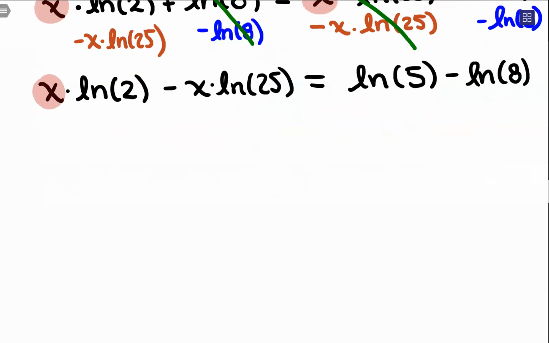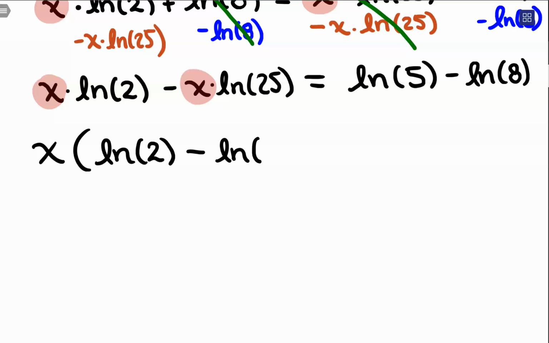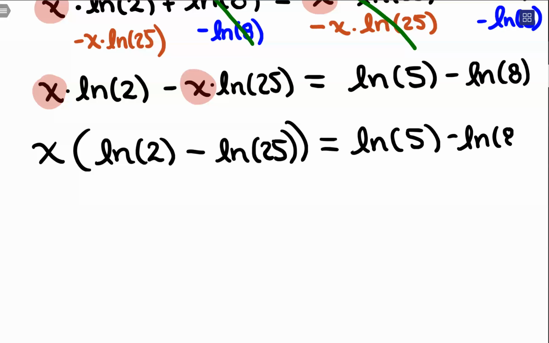All right, my next step is to factor out x. So I'm going to bring x out front as a factor, which will leave us with x times the quantity natural log of 2 minus natural log of 25 equals natural log of 5 minus natural log of 8.